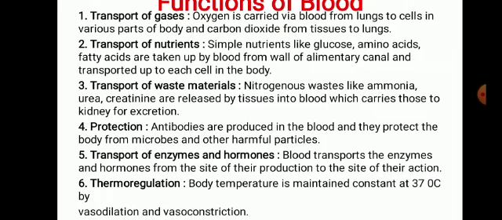So nutrients are transported through blood. Gases are transported through blood. Oxygen is carried via blood from lungs to cell in various parts of body and carbon dioxide is a waste material which is brought from tissues to lungs for purification.